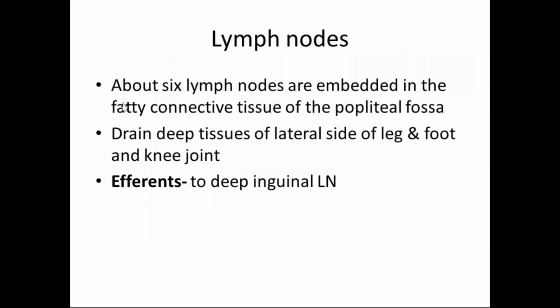Now talking about the popliteal lymph nodes, there are about 6 to 7 lymph nodes. They are lying embedded in the fatty connective tissue of the popliteal fossa. They drain the deep tissue of the lateral side of leg and of the foot and of the knee joint. Efferents drain to the deep inguinal group of lymph nodes.